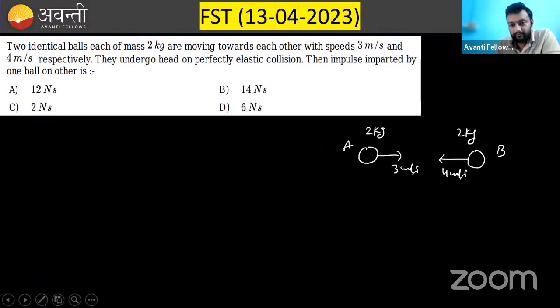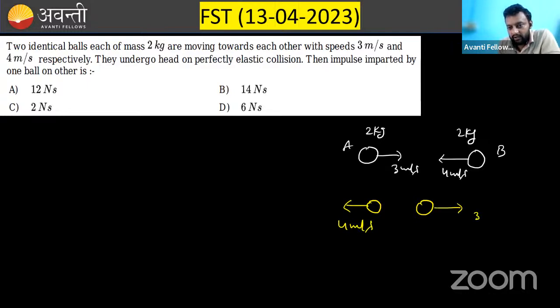The collision is head-on and both are of identical mass. So what we have studied is that whenever two identical bodies collide head on, their velocities get exchanged. So that means after the collision, A will move with the velocity of B and B will move with the velocity of A. This is a standard thing that you should remember, that if identical bodies collide, then their velocities will get interchanged. Clear?